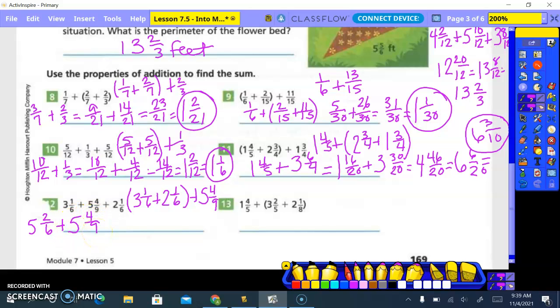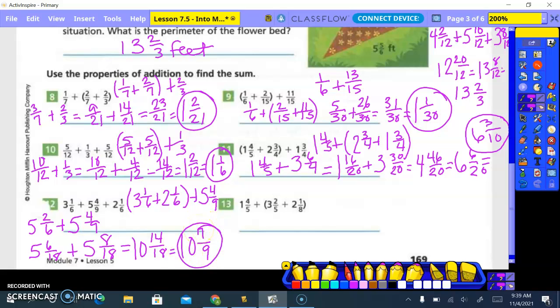What is my common denominator? 18. So I'd have 5 and 6 18ths, because 6 times 3 is 18. So what I do on the bottom, I do on the top. So plus 5 and 8 18ths, because 9 to 18 is times 2. What I do on the bottom, I do on the top. So I get 10 and 14 18ths. Is that simplified? Nope. So 10 and 7/9.